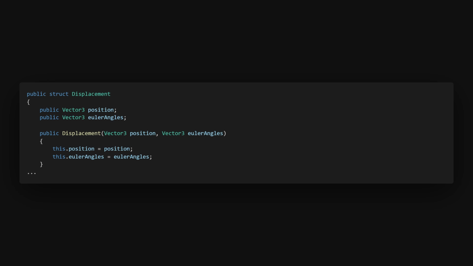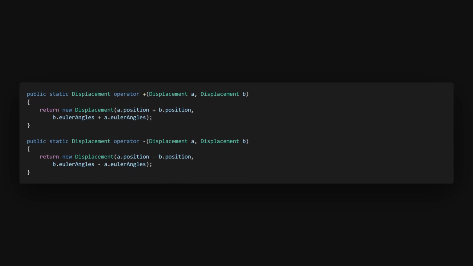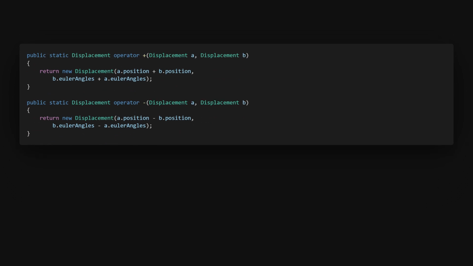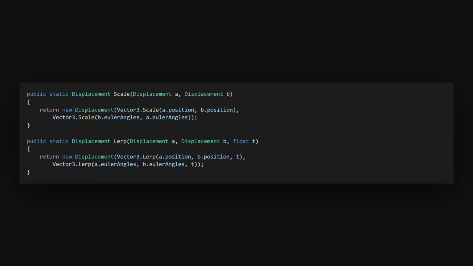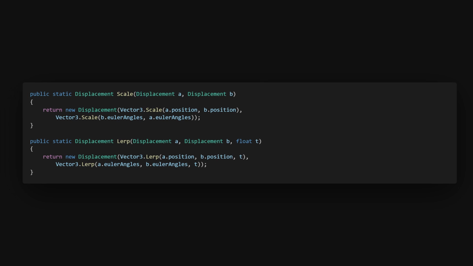It has two Vector3 fields, one for position and one for Euler angles. I use Euler angles instead of quaternions because by doing so, I don't need to deal with rotation composition. Instead, I can simply add Euler angles of two shakes. I can add displacements and multiply them by float. The struct also defines some functions analogous to Vector3 like Scale and Lerp.